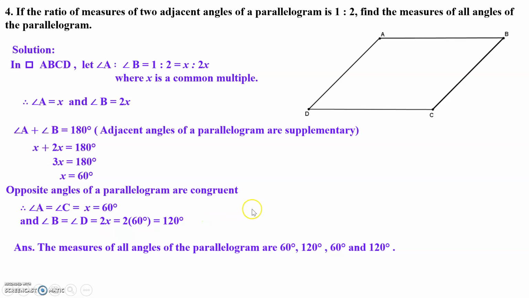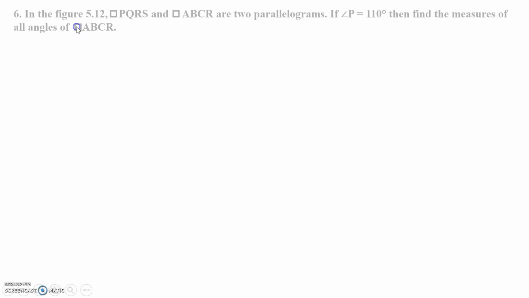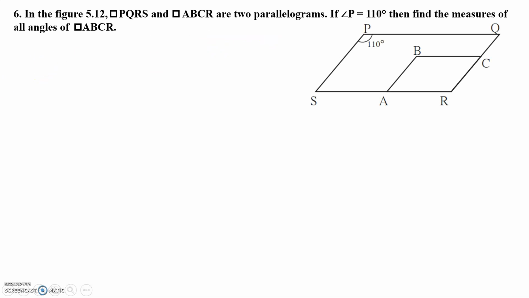Okay, now let's go to the sixth question. In figure 5.12, quadrilateral PQRS and quadrilateral ABCR are two parallelograms. If angle P is 110, then find the measures of all angles of quadrilateral ABCR. So let's have the figure 5.12. This is the figure. So let's start with the solution.